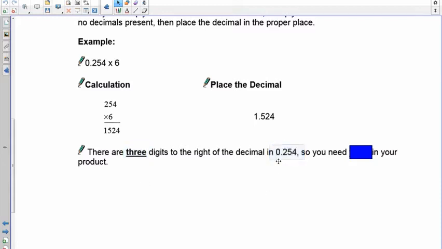So in 0.254, that's right up here. That means in your answer, you have to have 3 digits in your answer here, which is your product. All right, so 3 here, 3 here. That's how you do it.